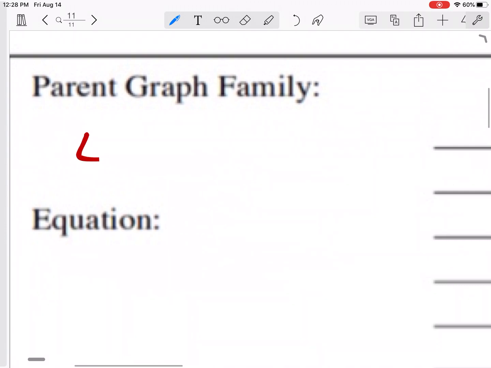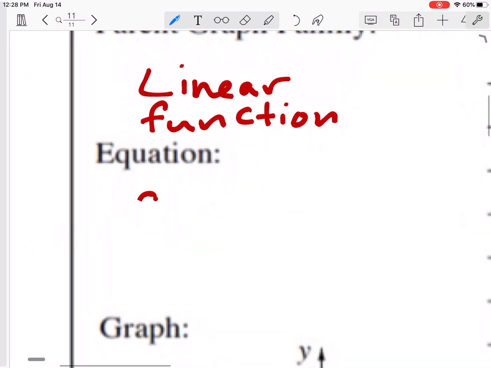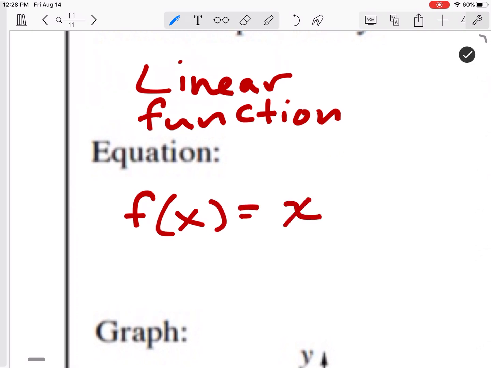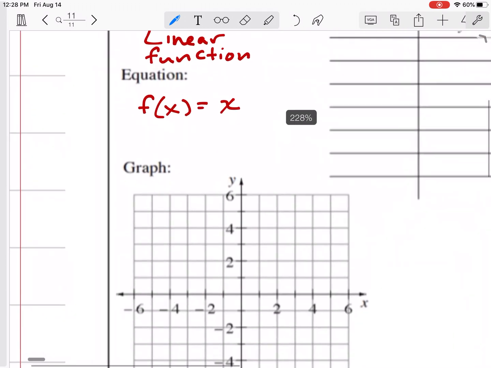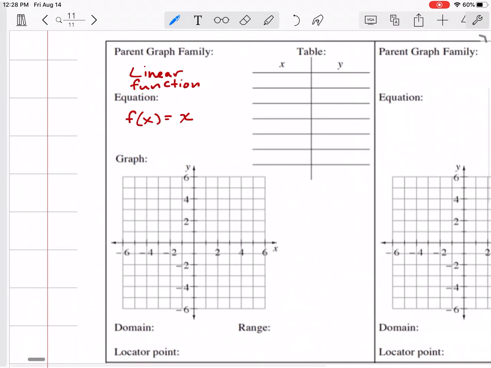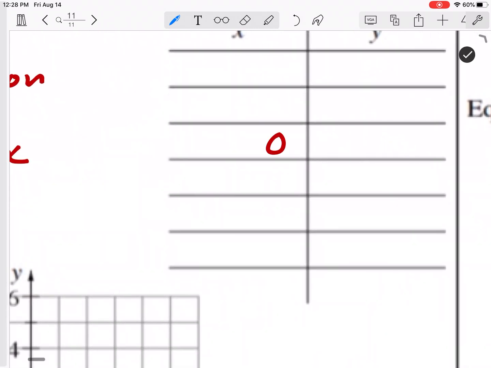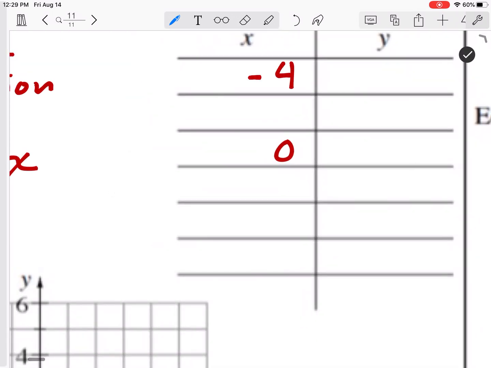So here you would write linear function. We know the equation. The simplest linear function is just x. You're going to have to create a table for this. The table should kind of help you fill out the graph. So like all of the x values we have here go from -6 to 6. So maybe somewhere in the middle you're going to want 0, and then we can have, I don't know, -4, -2, I'll go by 2's, 2, 4, and then 6.